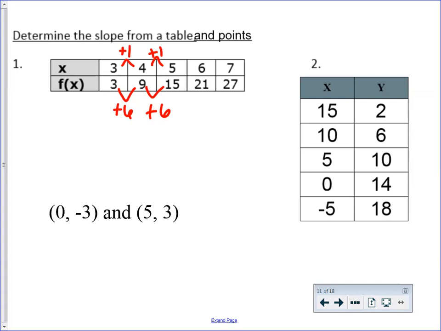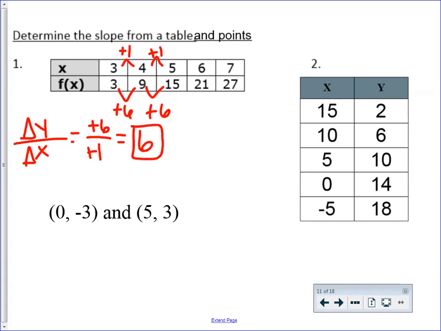Again, I want to do rise over run. Change in y over change in x. My change in y is plus 6, and change in x is plus 1, to give me 6 over 1, which is 6 as my slope. Try and see if you can do the next one on your own.